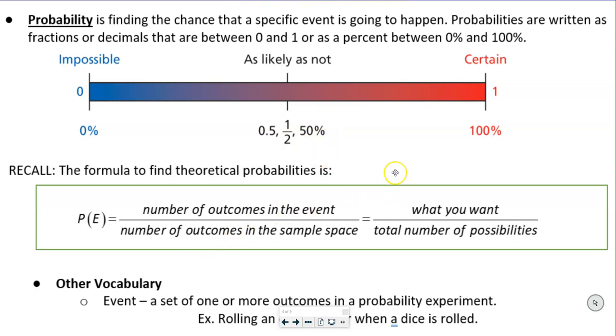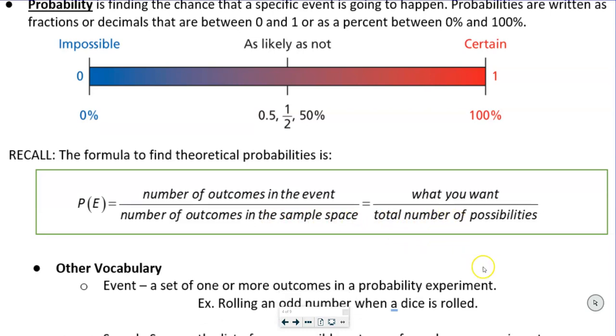So the formula to find theoretical probability is the number of outcomes in the event, what you want to happen, over the number of outcomes in the sample space. That's the total number of possibilities.